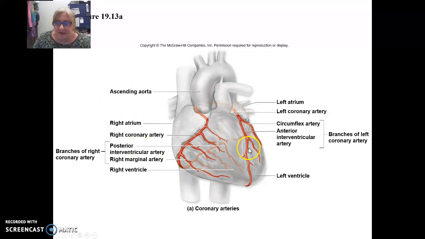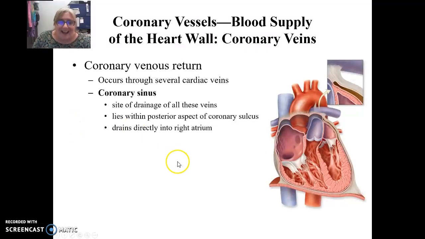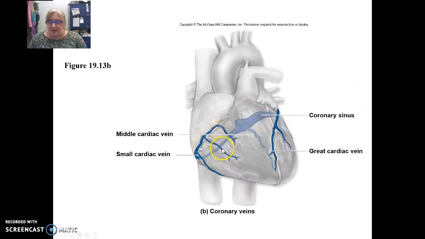So here are the different blood vessels. This is the labeled picture showing coronary circulation and how blood moves out and feeds the heart. All of the blood comes back to the heart through coronary veins, cardiac veins, I should say, and they all drain into the coronary sinus. The coronary sinus then drains directly into the right atrium. So you can see that little hole there. We have a hole for the superior and inferior vena cava, and we also have this hole right here for the coronary sinus. And here are the different cardiac veins that drain into the coronary sinus.